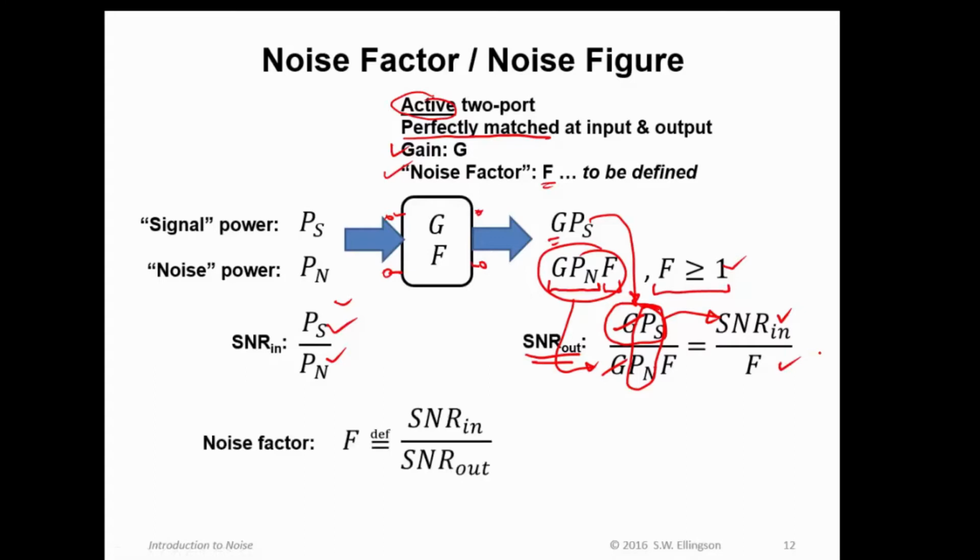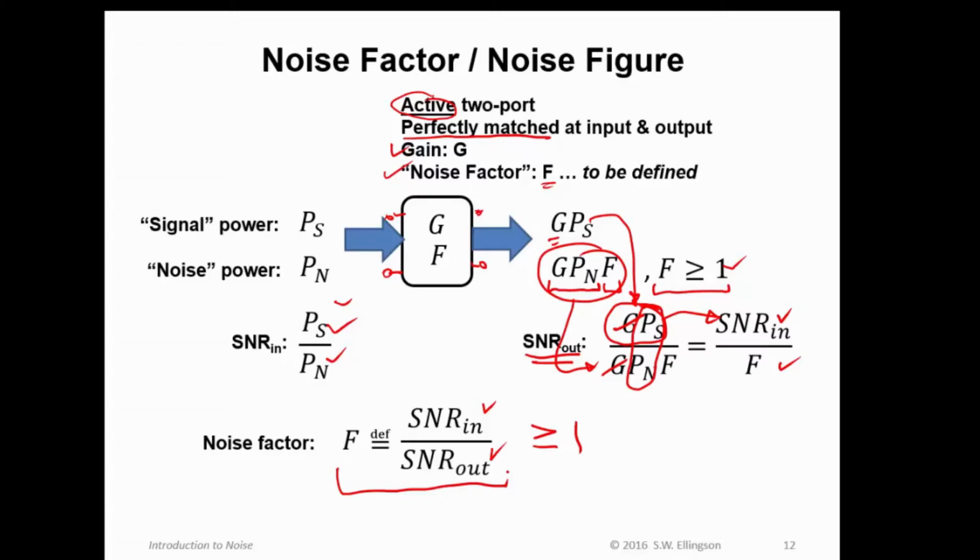Said differently, F, the noise factor, is the ratio of the signal noise ratio at the input to the signal noise ratio at the output. And this is always greater than or equal to 1 because devices can only degrade signal noise ratio. They can't improve it. So the definition is actually on the bottom here. It's the ratio of the signal noise ratio at the input to the signal noise ratio at the output. And we call that F.